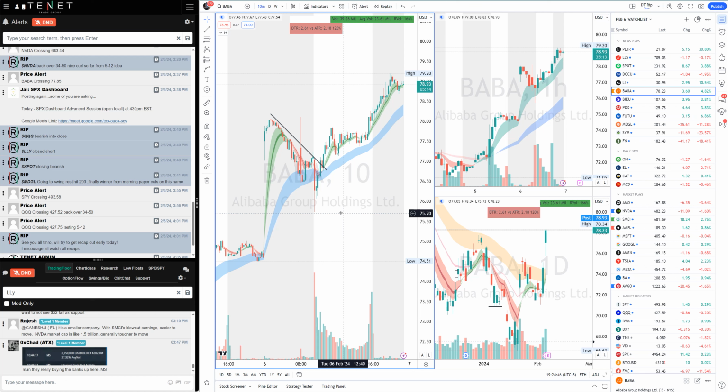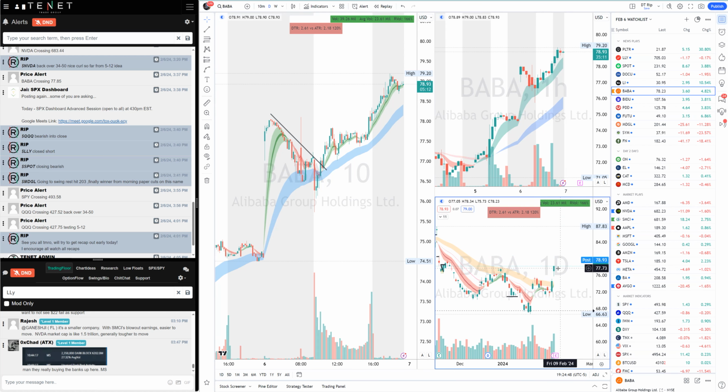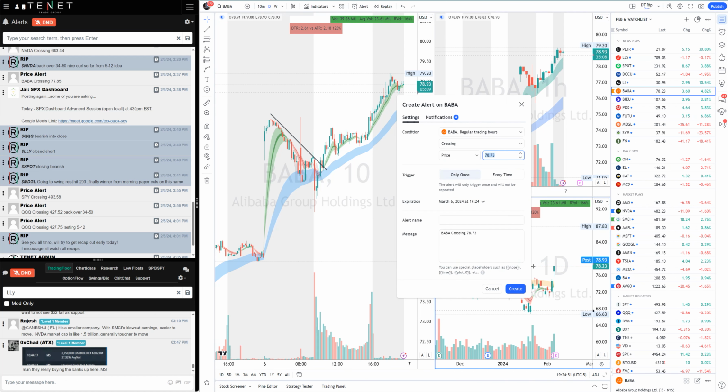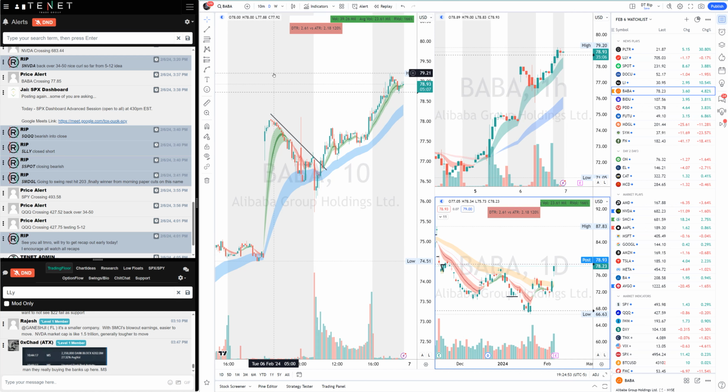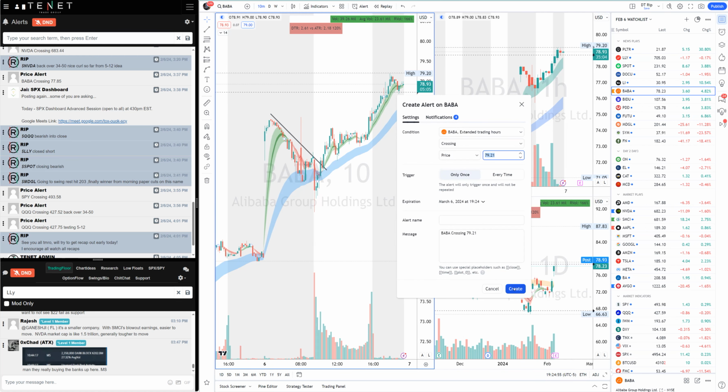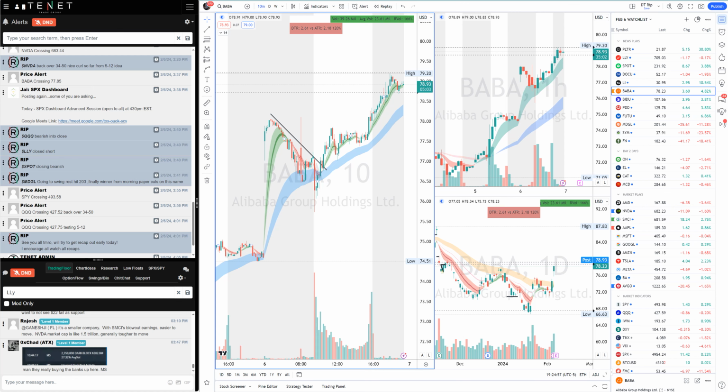If I was long Baba, I would have longed it here. Anyways, guys, these were the Chinese names. They always do that. We will keep eyes on Baba, big bullish candle. Maybe it shows us a continuation tomorrow, then we can long Baba again. But that was today's recap on all these Chinese names.